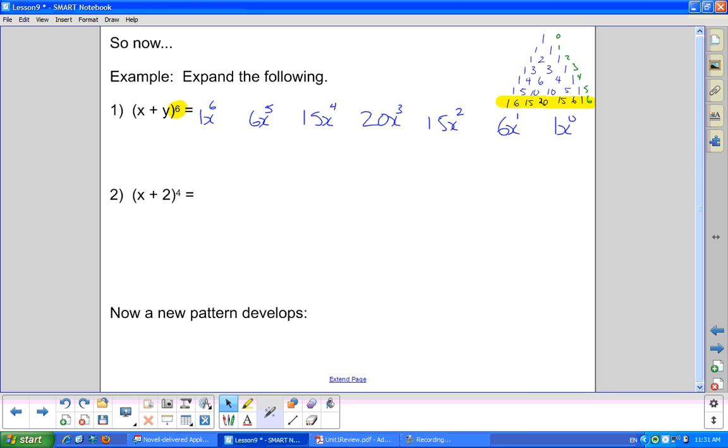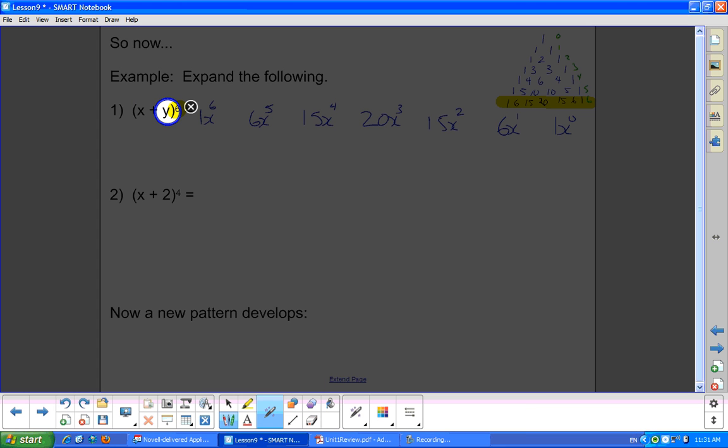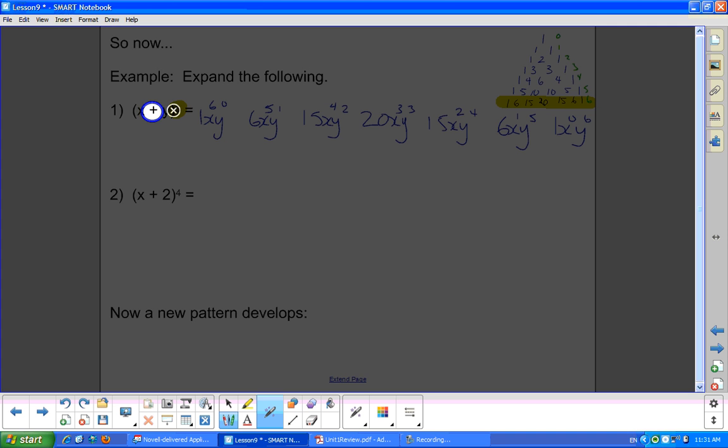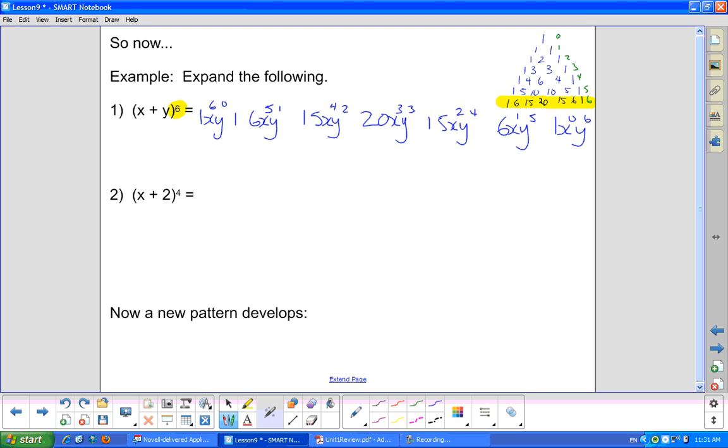Now we want to take the second variable, the y, and each term gets a y. And the exponent on the y is going to start at 0 and go the opposite way. So 0, 1, 2, 3, 4, 5, and 6. And because we're adding, all we are going to have is plus signs. So we put plus, plus, plus, plus, plus, and plus.